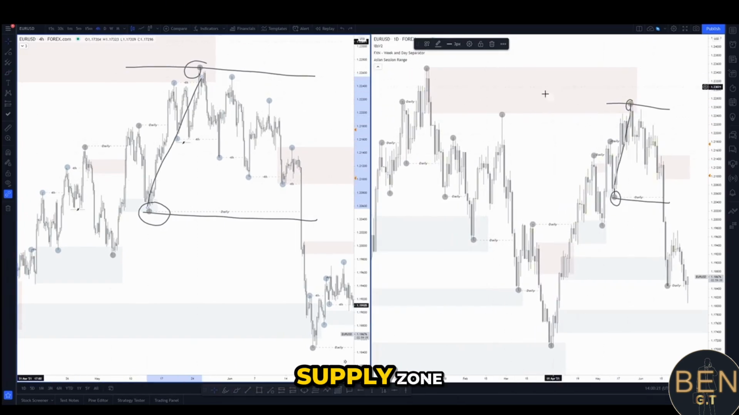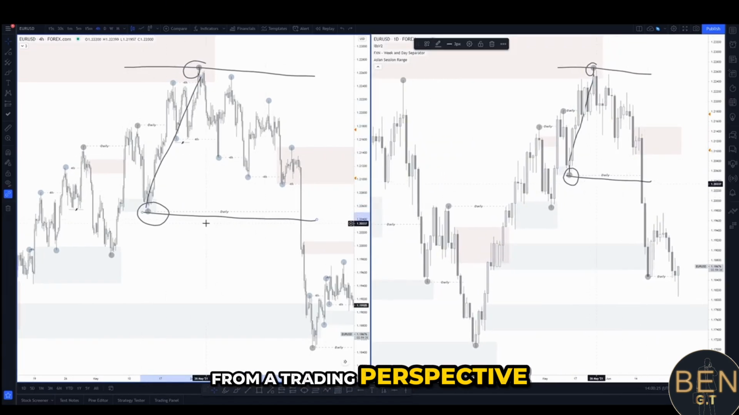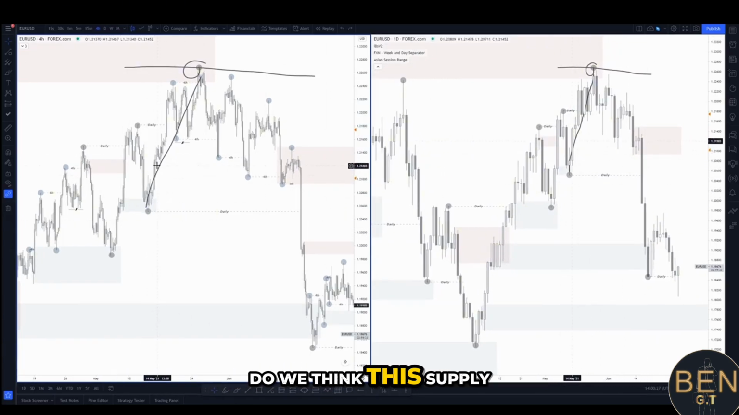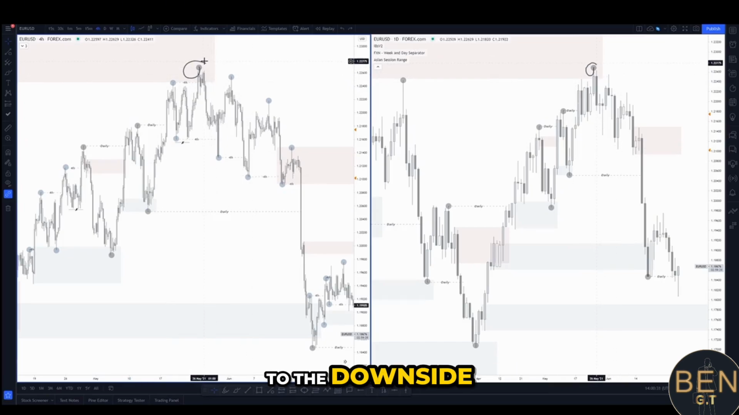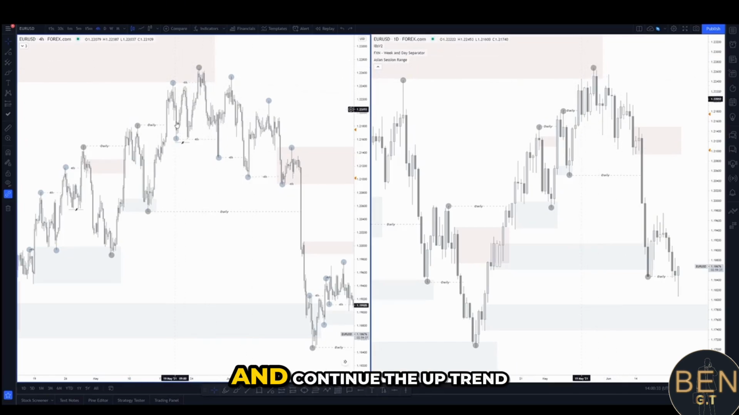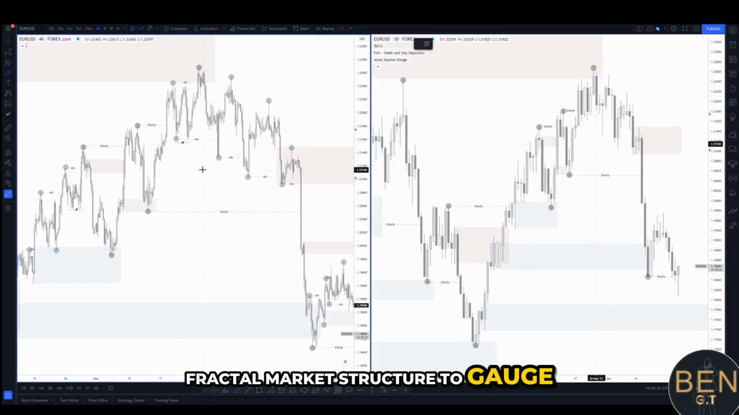But then if we navigate our way out, we are approaching a daily supply zone. So we have a couple of different options to look at from a trading perspective: do we think this supply zone is going to hold, therefore causing price to move to the downside, or do we think it's going to be disregarded and continue the uptrend? This is where we can look at lower time frame fractal market structure to gauge the reaction, and we can trade those reactions.